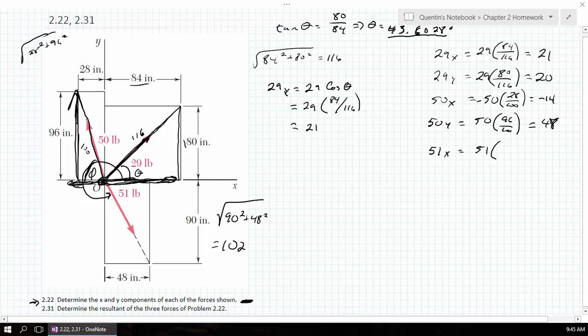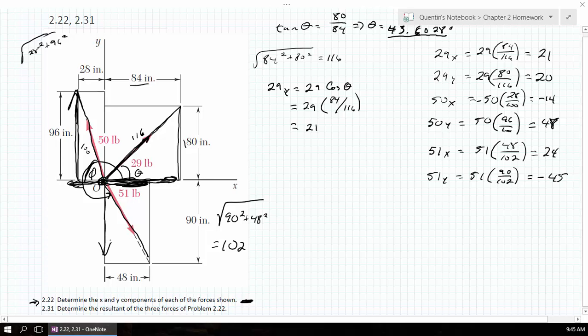The x component is going to be this one over the hypotenuse. So you're looking at, I've made a little bit of mess here, it's going to be 48 over 102. So that's equal to 24. And 51 in the y direction is going to be 51 times 90 over 102, which is equal to 45. And again, this one is going to be in the negative direction because it's the down component of that.